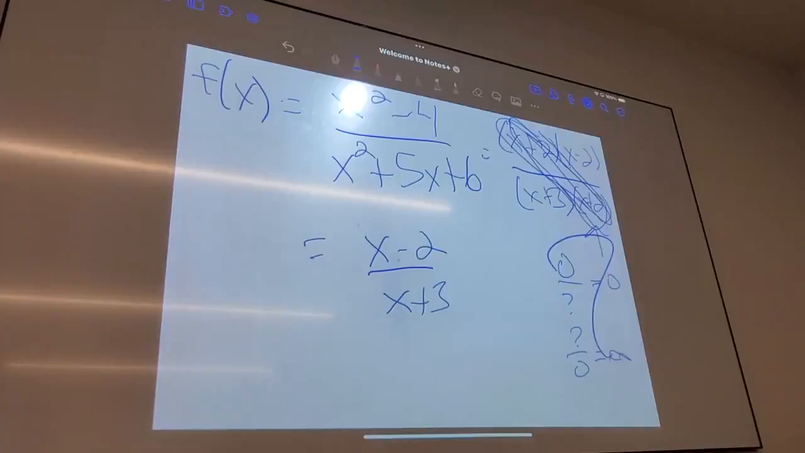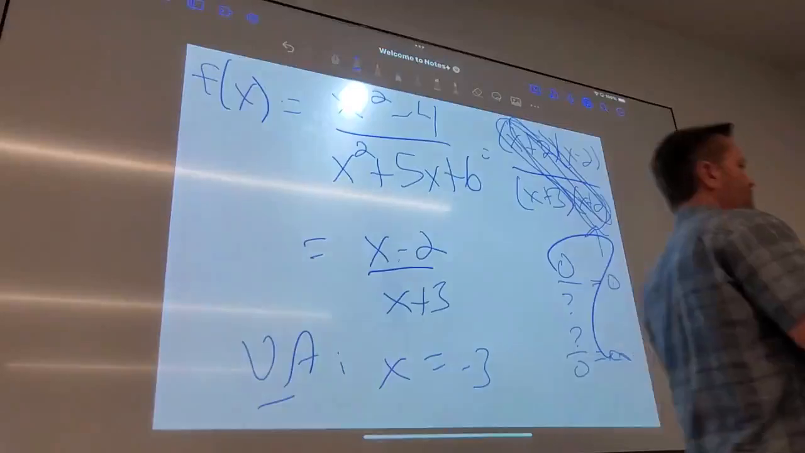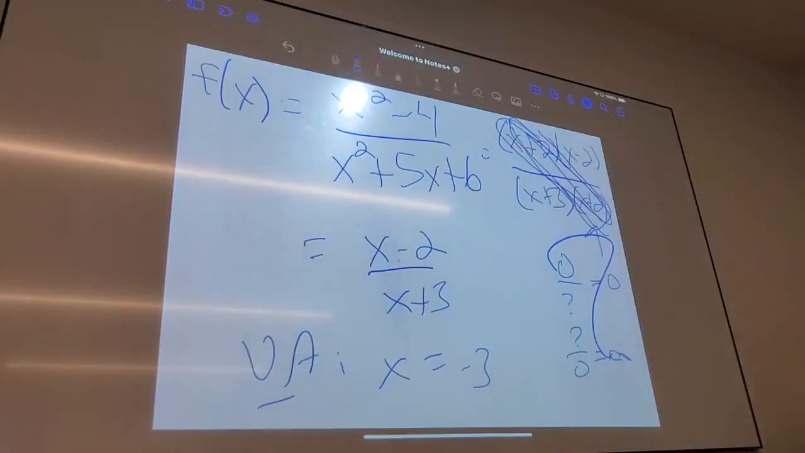So I cannot plug negative 2 in. It's not allowed to be used. But do you agree there's no vertical asymptote at negative 2? Where's the only vertical asymptote for this thing? Negative 3. So what's going on at negative 2? I don't know. Well, let's find out. Let's all find out together.